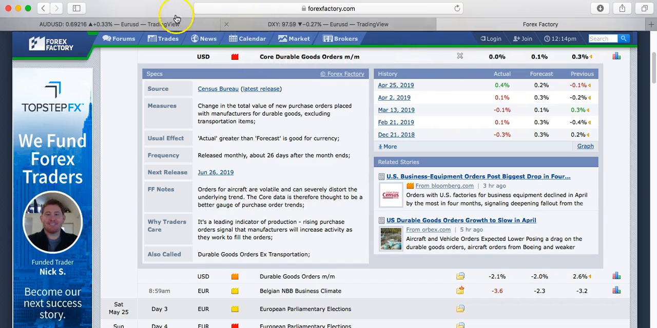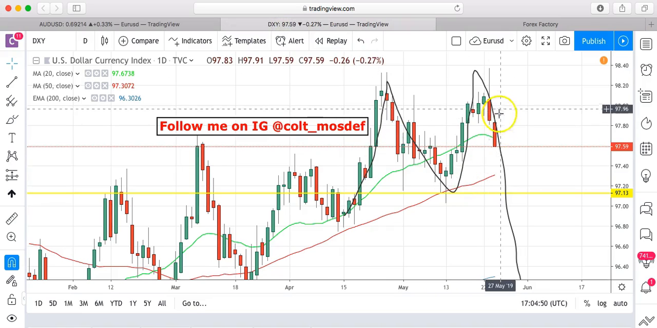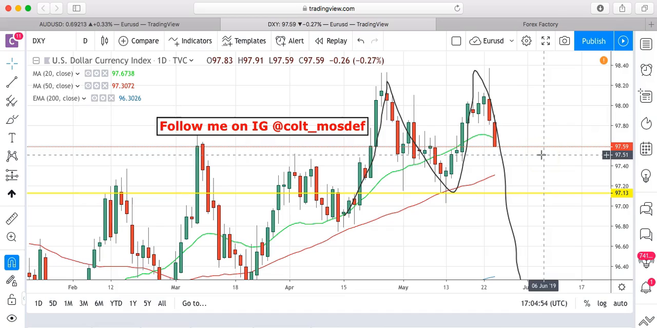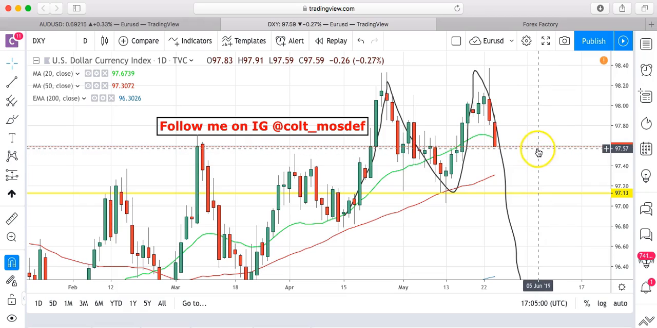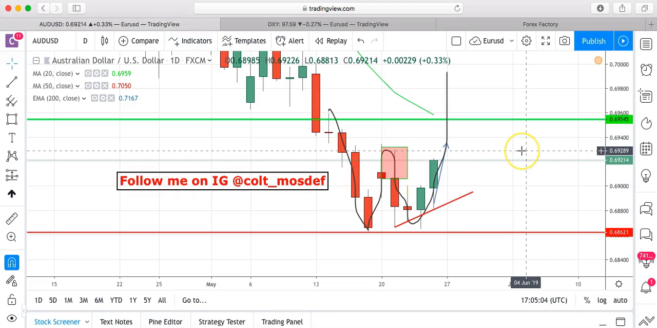Just like on this news for the USD, we had core durable goods orders. When this news came out, it was negative for the US dollar, meaning that every other currency pair like USD CAD probably dropped, USD JPY probably dropped, EUR USD probably rose. So as the US dollar wasn't performing well, you need to look at other pairs with USD in them. By simply using the dollar index, it will really help a lot of you out.